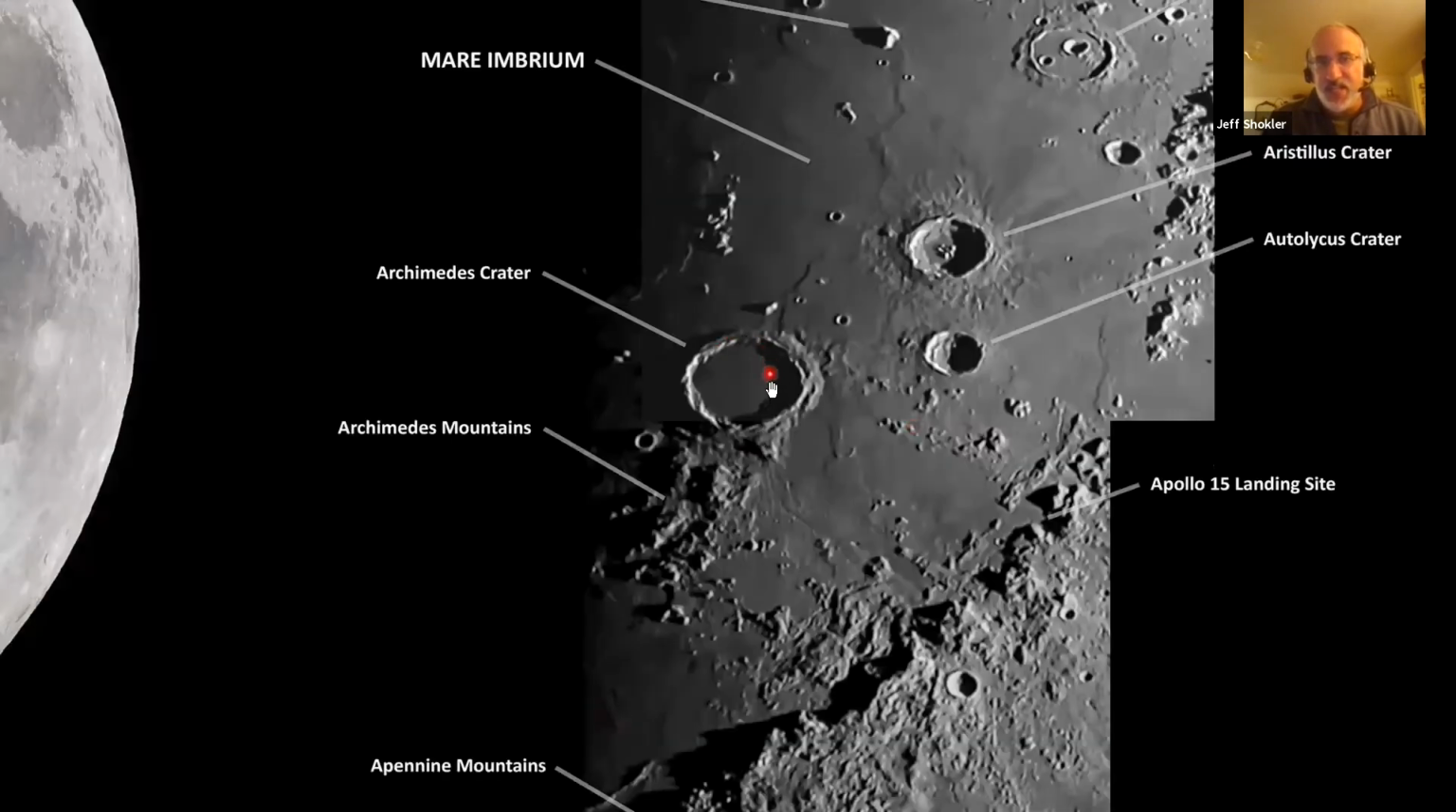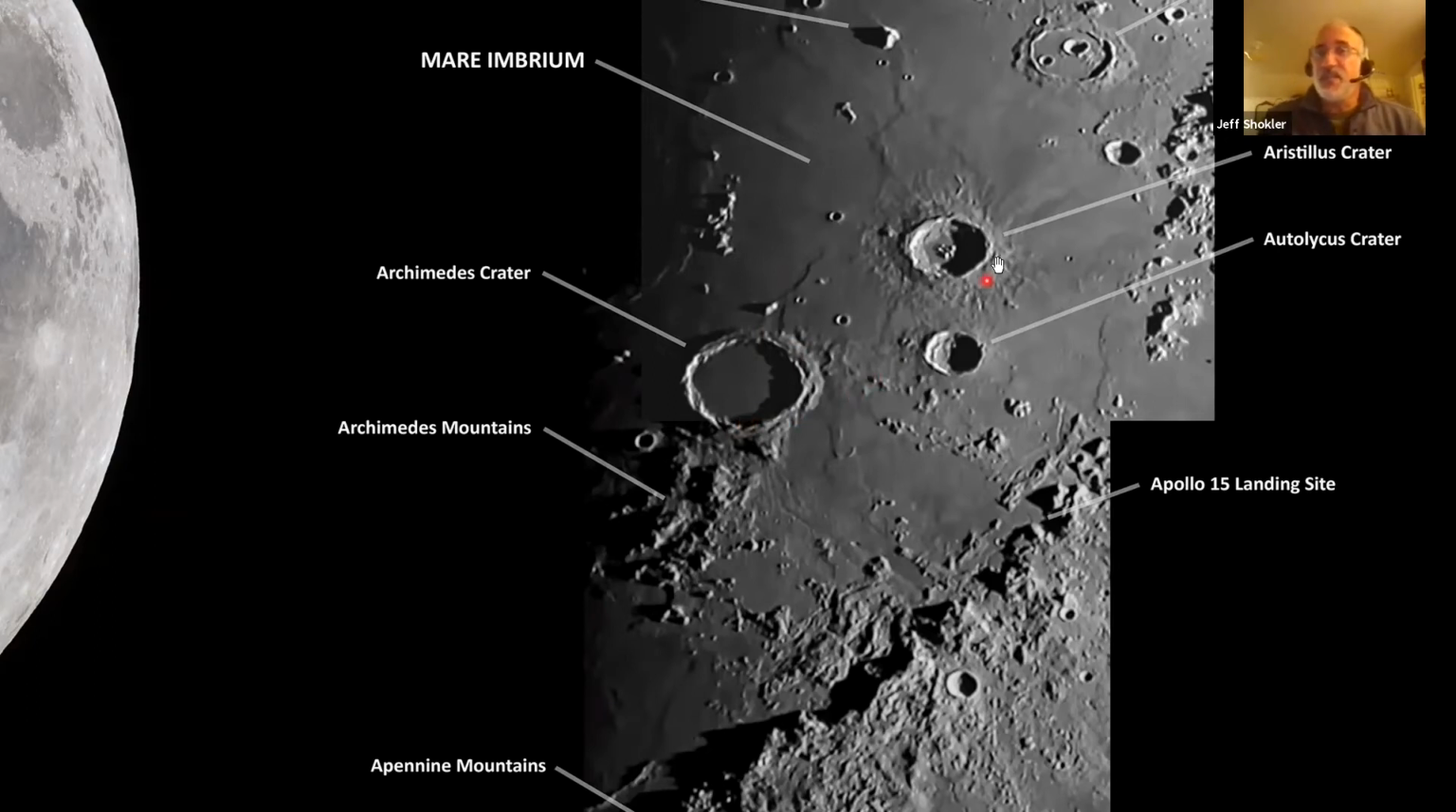See how jagged that is? That's actually the cross section of the edge of the rim of this crater of Archimedes. So you can actually see what the ups and downs of the edge of the crater look like by defining that shadow across the floor of the crater.